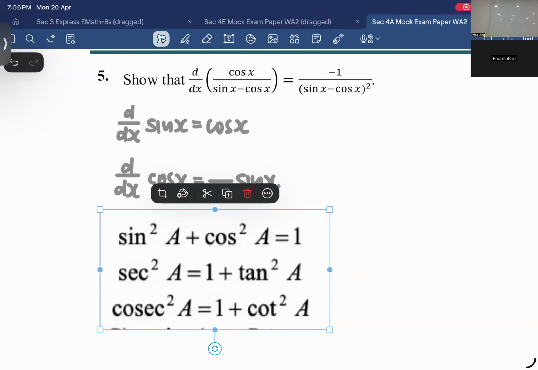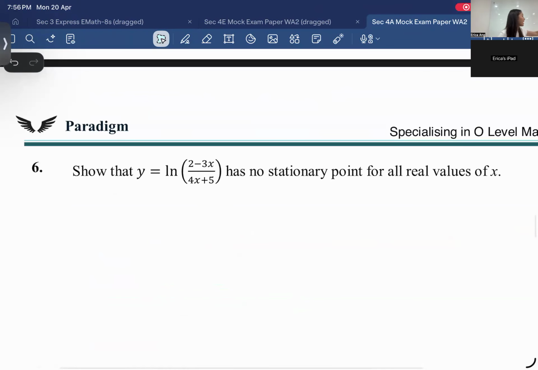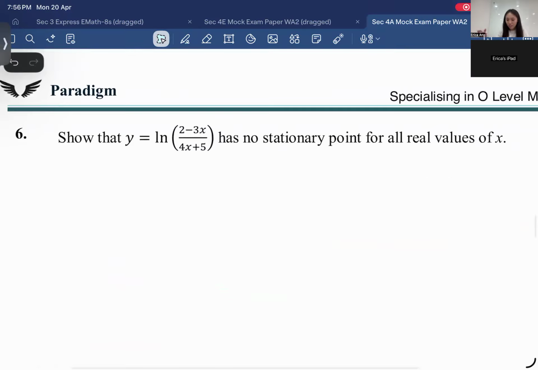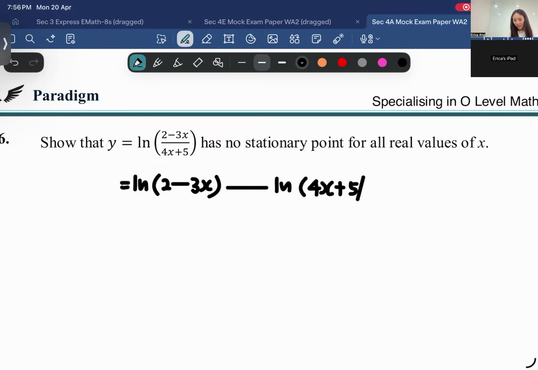Okay guys, the next page, you must do what? Please split this up. So, Faith, how do you split this? Don't want the divide. So you get ln something, what ln something? Correct. Okay, so please rewrite this one. We have this as ln of 2 minus 3x, then after that I have minus ln of 4x plus 5.